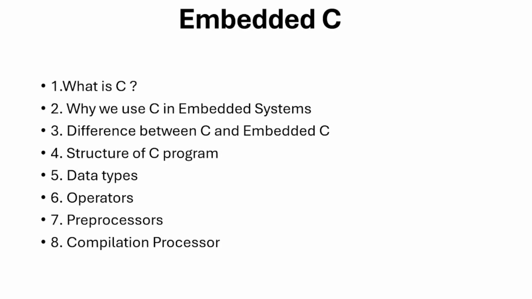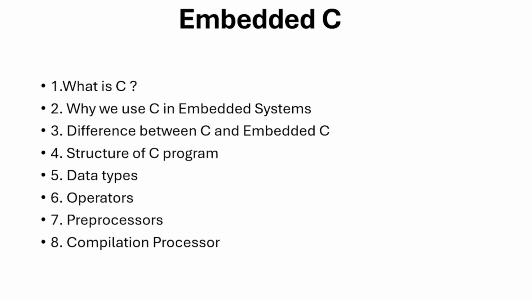The main concept is most people think embedded C and normal C are different languages, but here both embedded C and normal C are the same. If both are the same, then why are we calling them different languages?